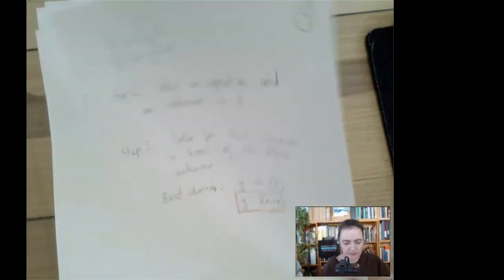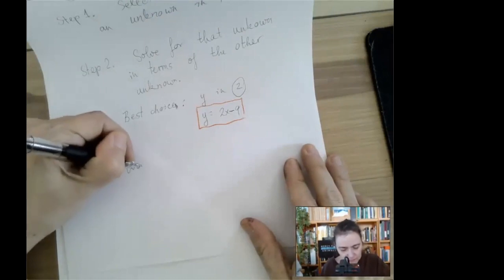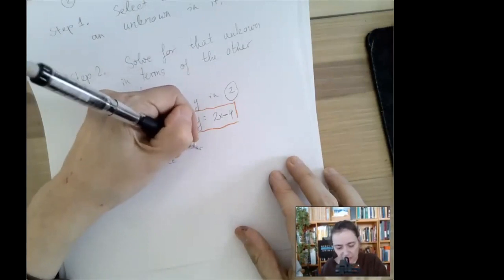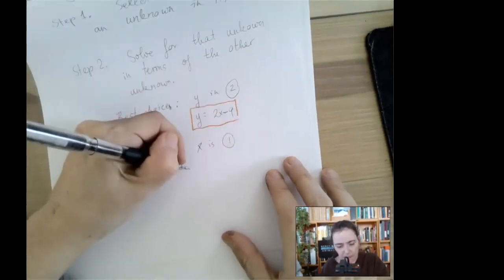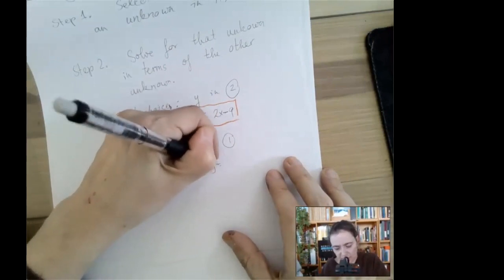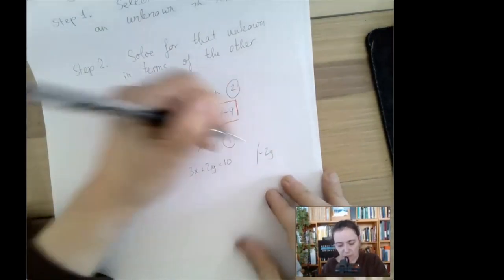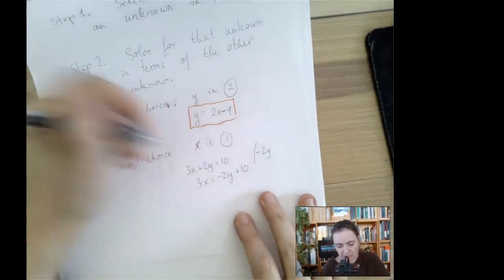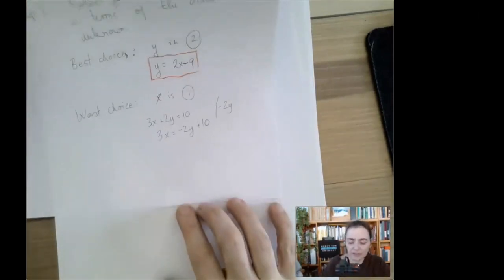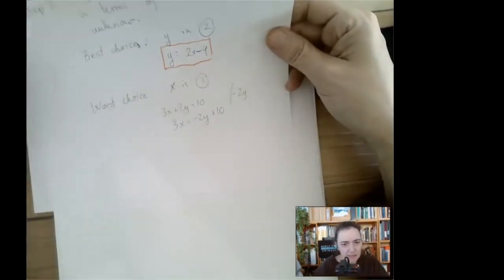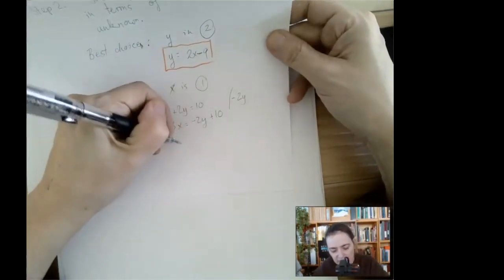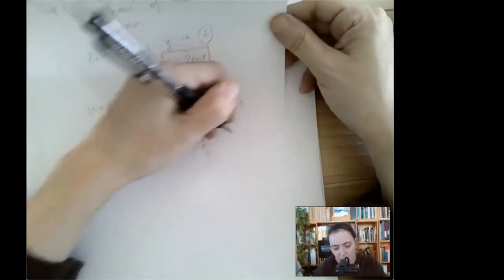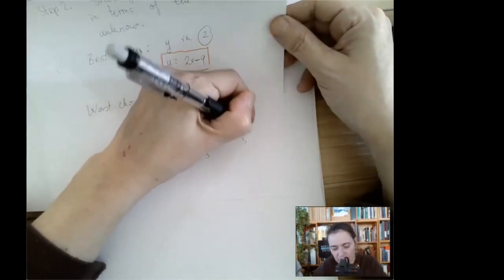The worst choice would be x in the first equation, because 3x plus 2y equals 10. Now we're going to subtract 2y: 3x equals minus 2y plus 10. I like to put the number first, the letter first. So not 10 minus 2y, but negative 2y plus 10. And now we divide by 3: negative 2y plus 10 over 3, or negative 2 over 3y plus 10 over 3.